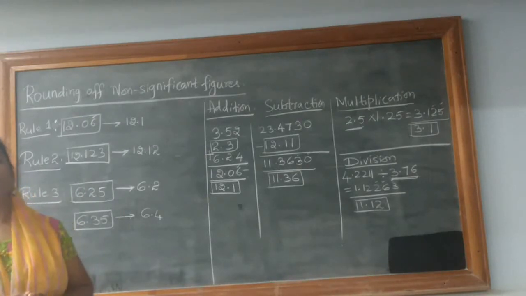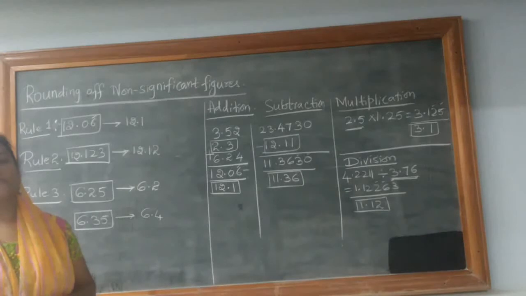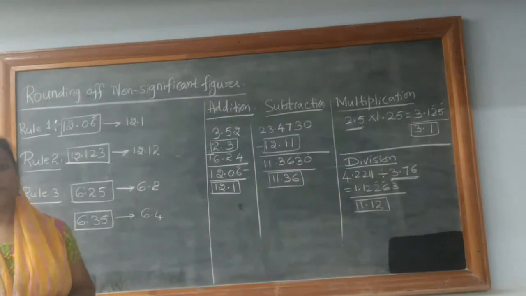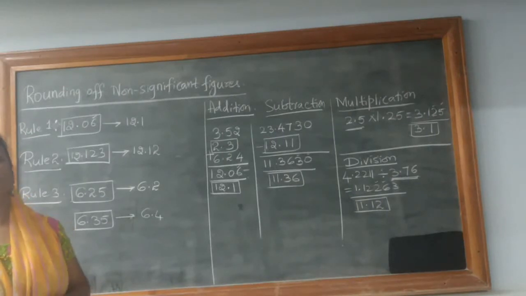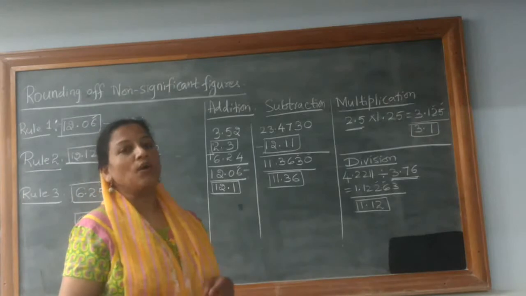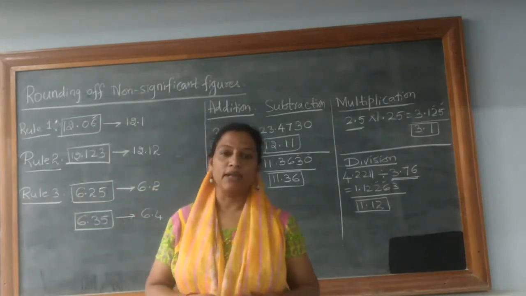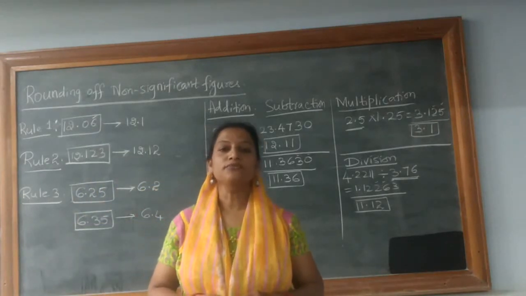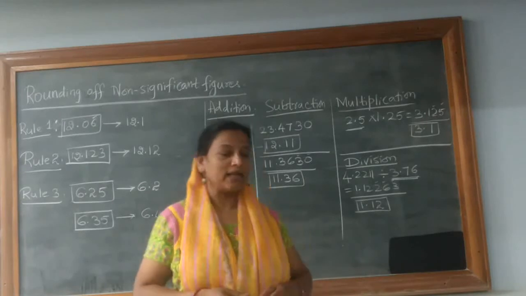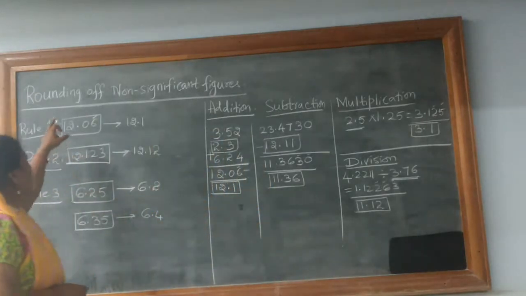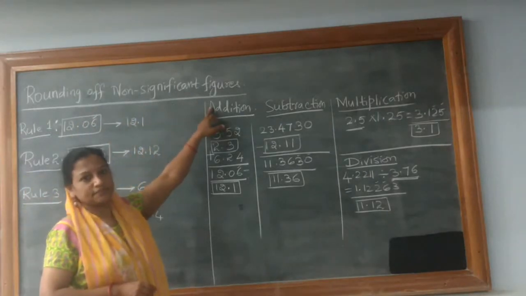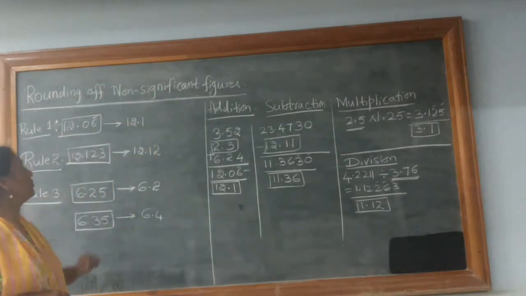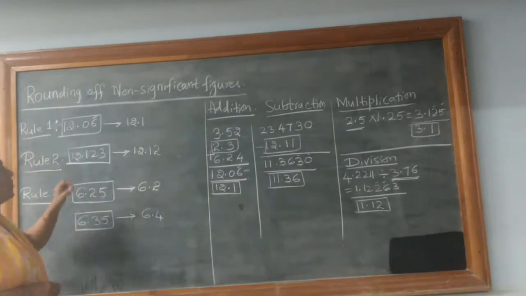Whenever you are reporting a reading in terms of significant figures, the last digits are to be deleted, and there are three rules which you need to remember on how to round off the given answer in terms of significant figures. That itself is called rounding of non-significant figures. Now the first rule, let us look at rule 1.